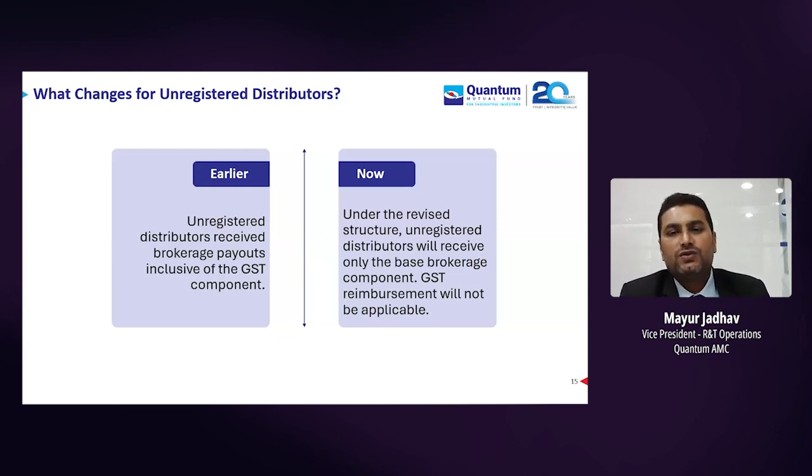Those distributors who are already registered and have GST numbers, for them we are still paying the entire brokerage, but it is divided between the two parts: base brokerage plus GST invoice. So the registered distributors are still getting the entire brokerage. For those brokers, there will not be much change in the amount.